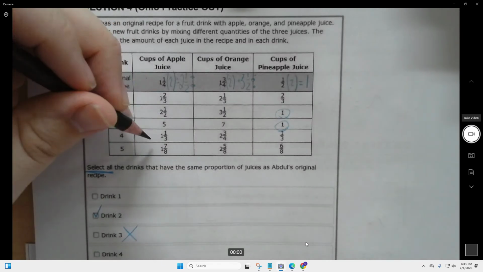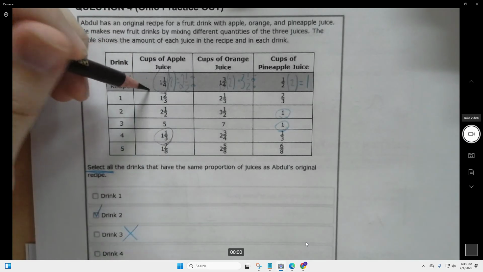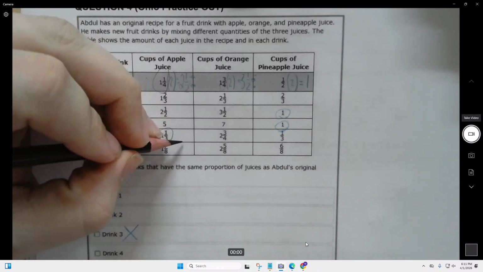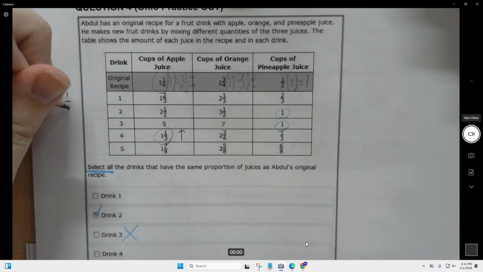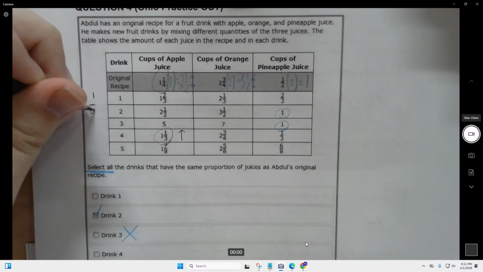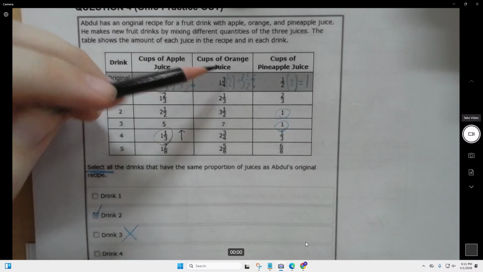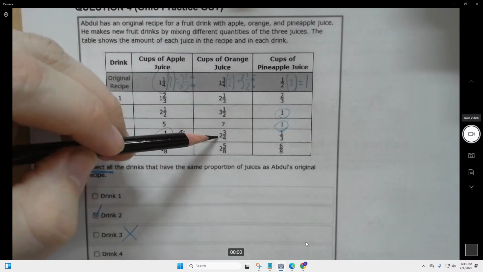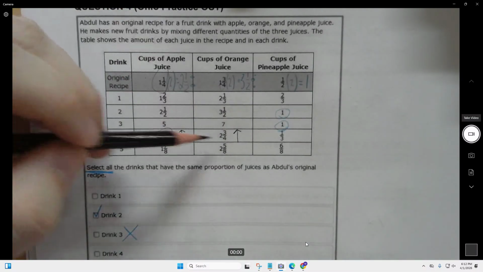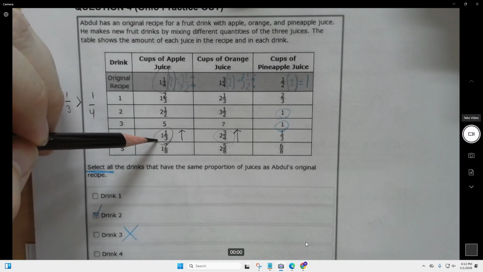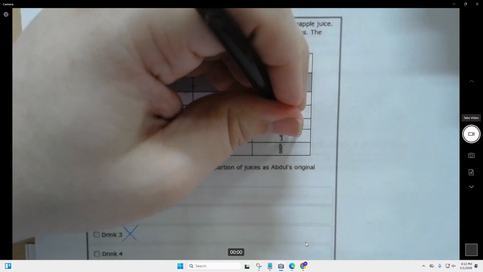For drink 4, we know that the cups of apple juice goes from 1 1/4 to 1 1/3. That means the amount of apple juice went up because 1/3 is greater than 1/4. The amount of apple juice went up. The amount of orange juice, 2 3/4, also went up, but probably by a lot more than the apple juice. The cups of pineapple juice, however, went down.